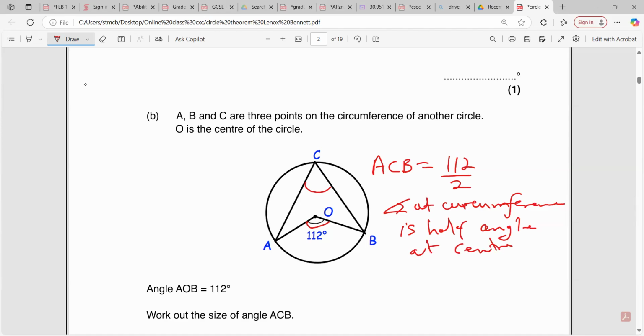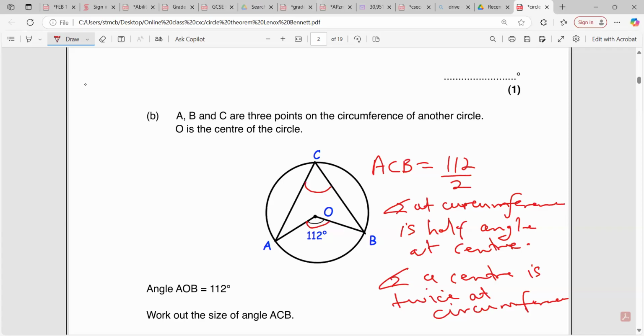Some people just give me the 50 alone, you know. Write the reason, guys. Just get in the habit of writing it because CXC wants you to write it. Or we could say the angle at the center is twice the angle at the circumference. Remember one time I struggled to write that? Now I can write fast.